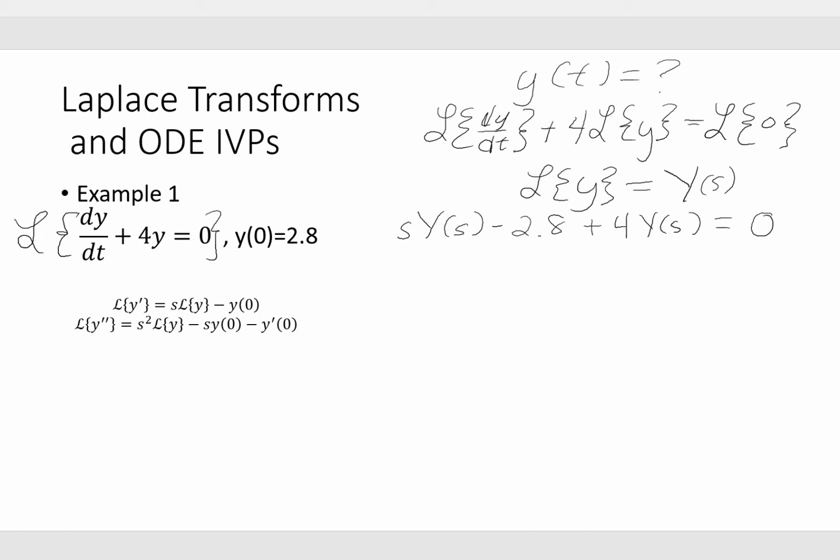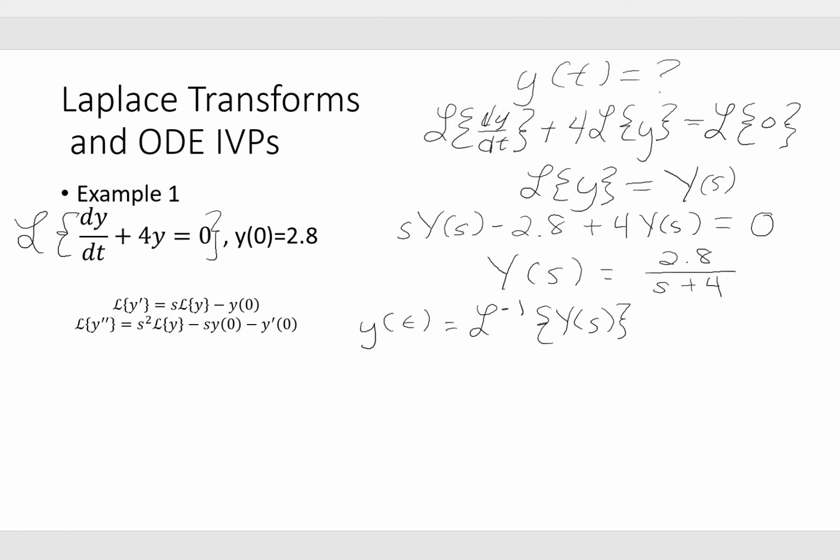Okay, now let's solve for the explicit form of the function Y of s. Okay, here we go. Y of s is equal to 2.8 over s plus 4. All right, so now we're getting close to a solution. We know from basic Laplace transform knowledge that we need to solve for y of t, which is equal to the Laplace inverse transform of Y of s.